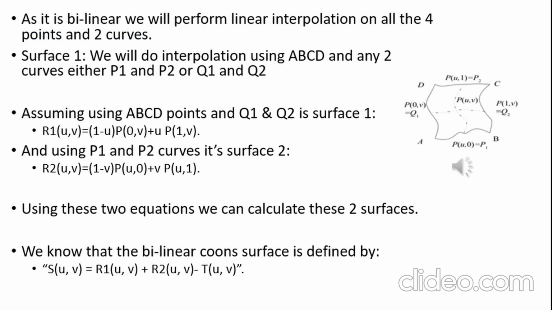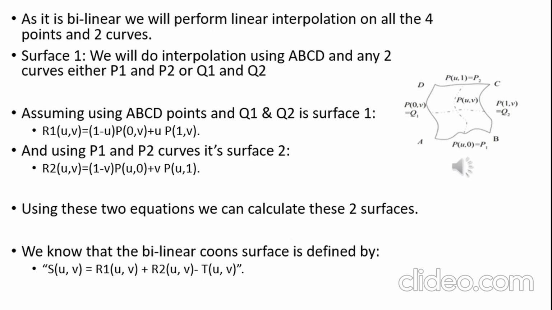Since it is bilinear, we need to perform linear interpolation on 4 points and 2 curves. So we can use points A, B, C, D with the 2 curves. Either they are P1 and P2 or Q1 and Q2. So let's assume the surface 1, that is, in surface 1, we do interpolation between points A, B, C, and D, and along with that, we use the curves Q1 and Q2.